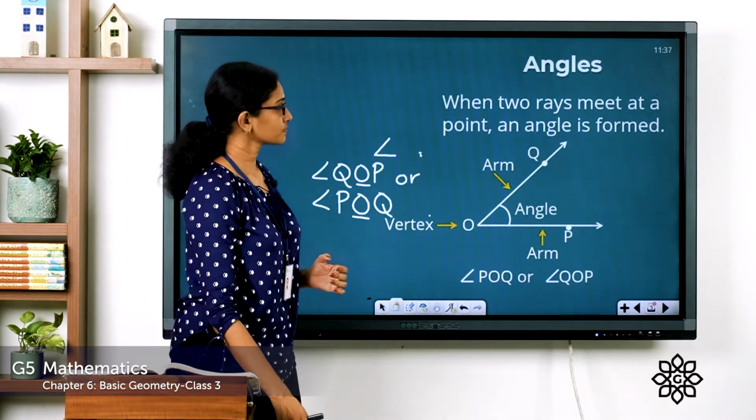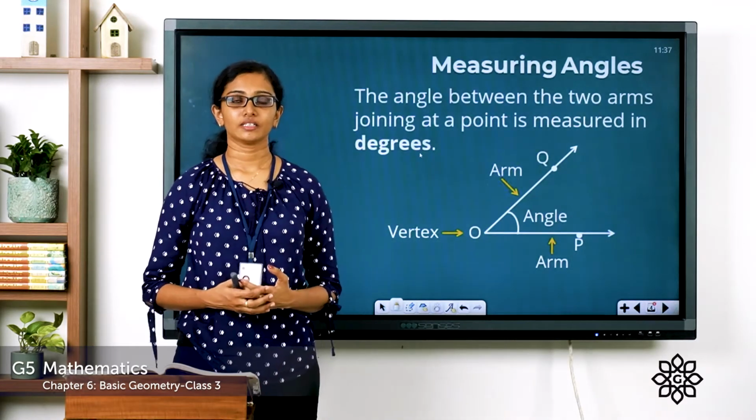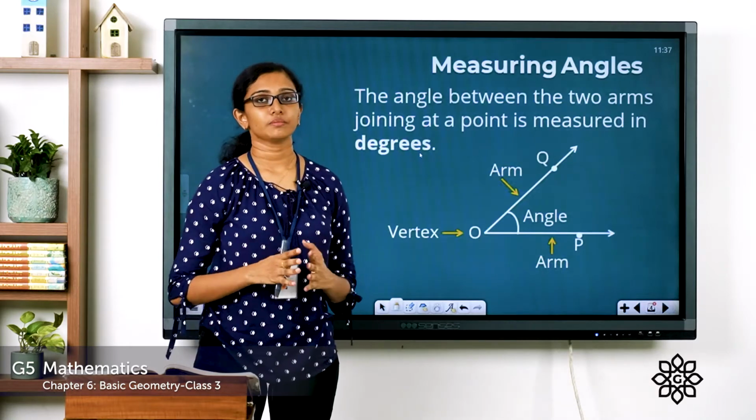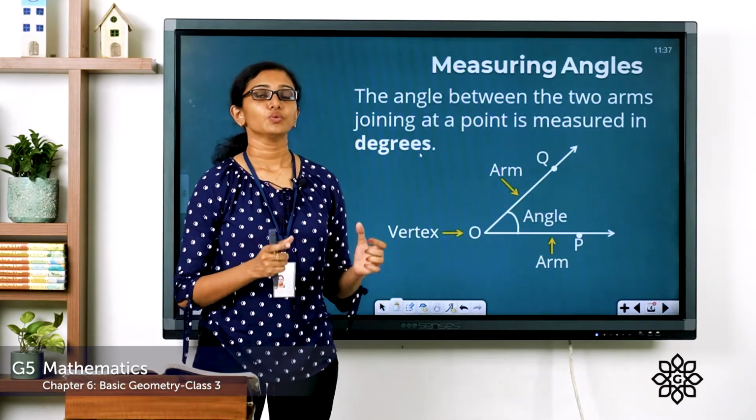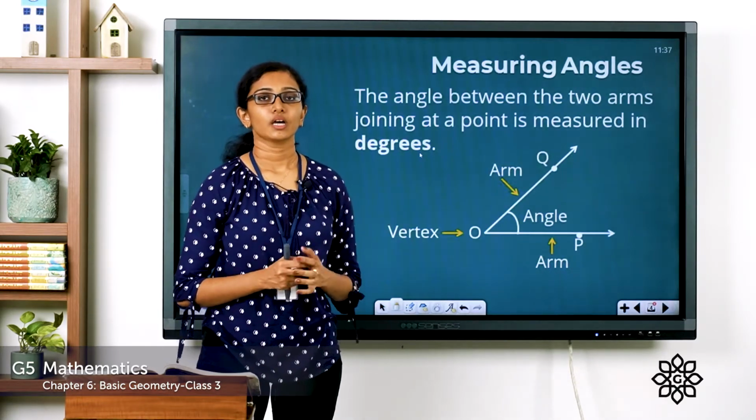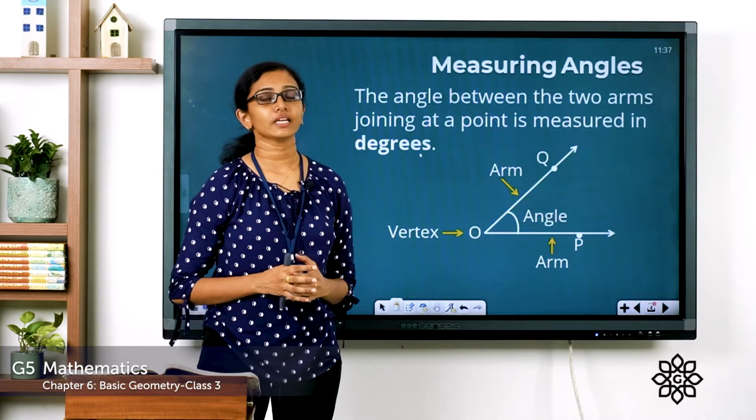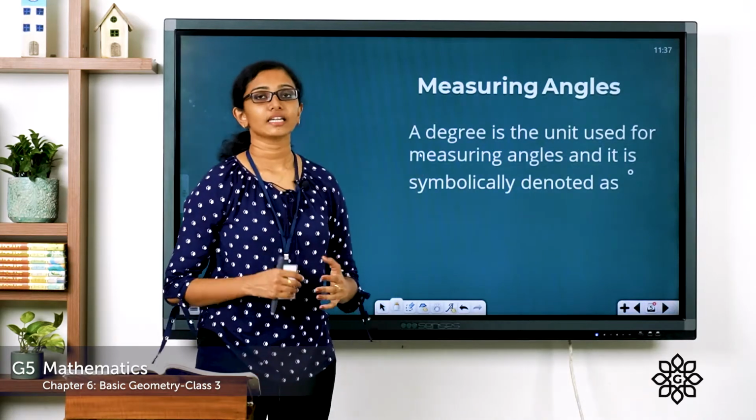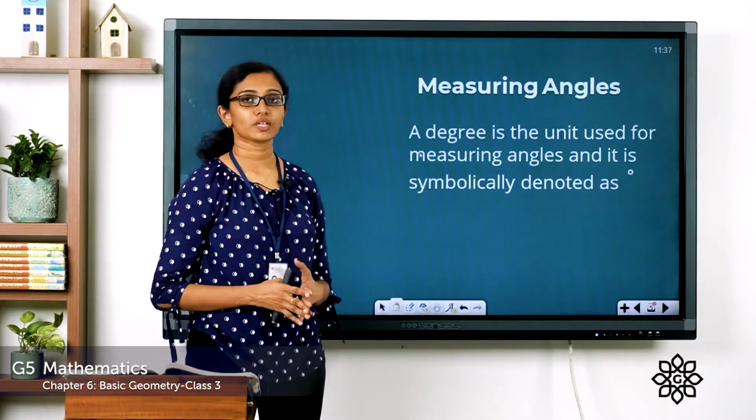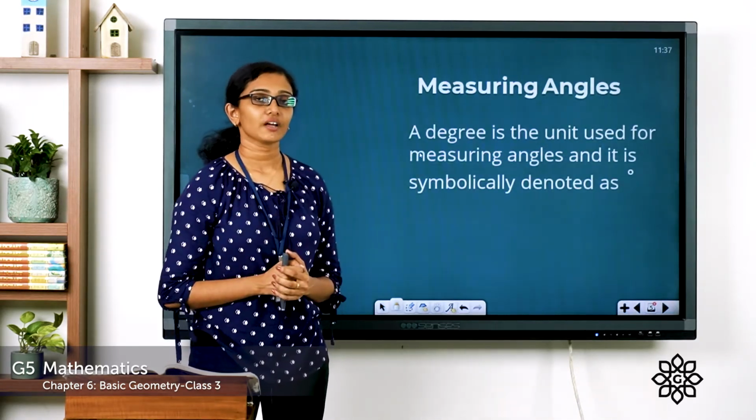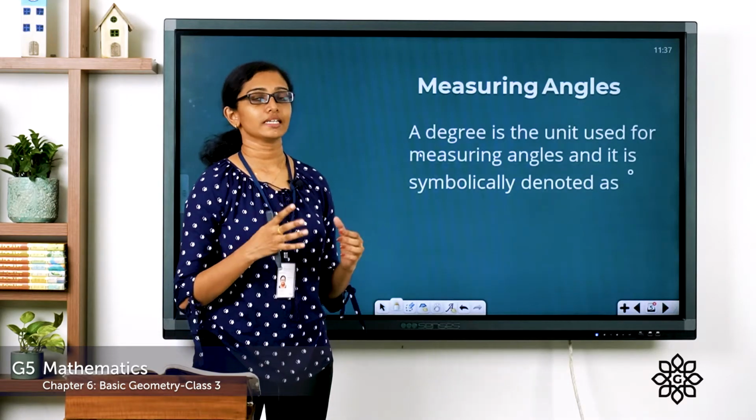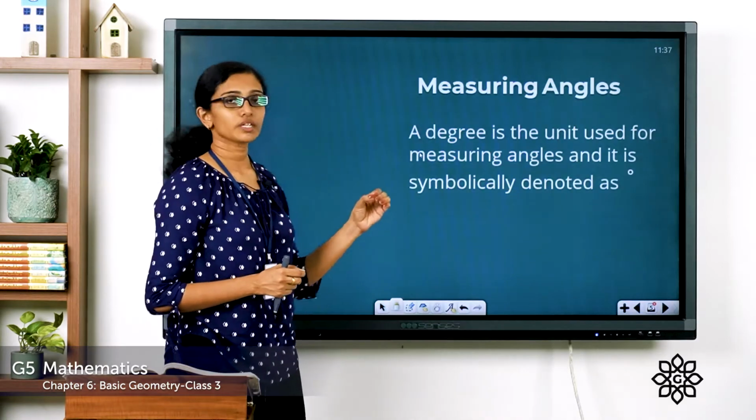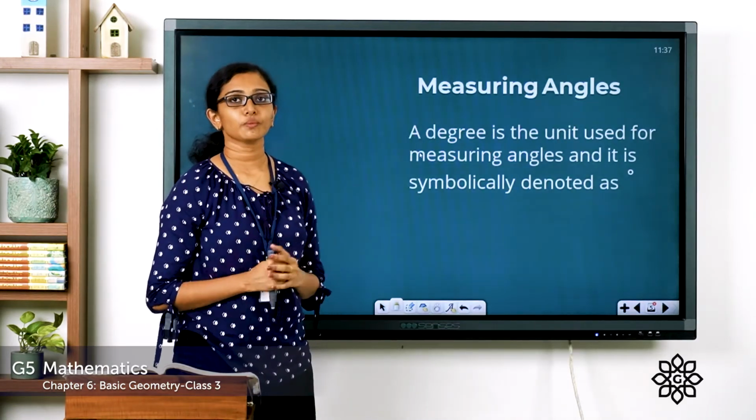Now, how do we measure an angle? See, just like we use millimeters and centimeters on a ruler to measure smaller lengths, we use a unit called degree to measure angles. So what is a degree? A degree is the unit used for measuring angles, and there is a symbol that we use to represent degree.